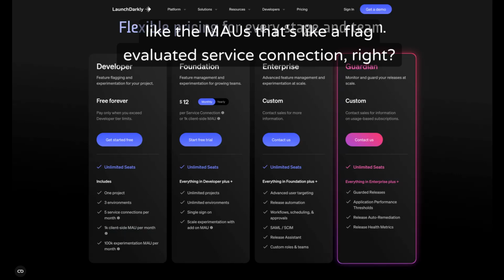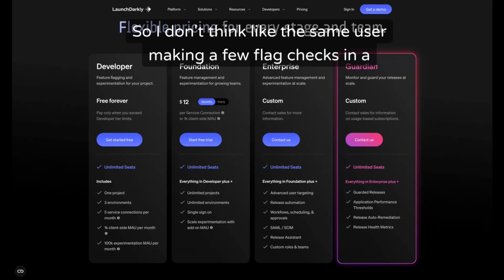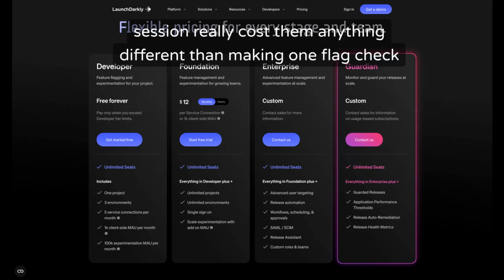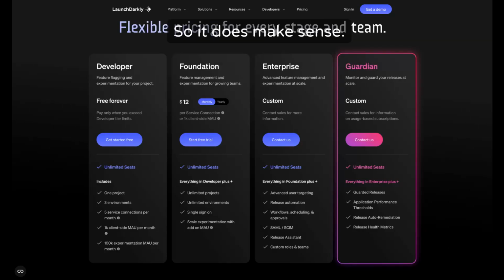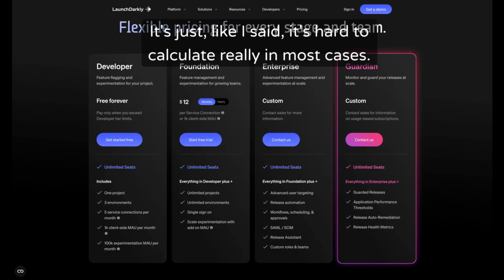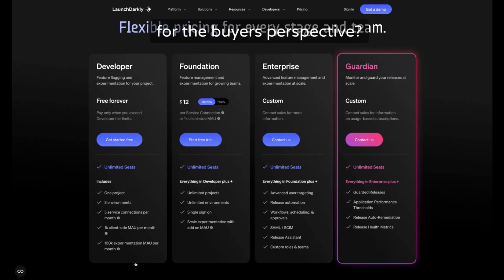That's like a flag evaluated service connection, right? So I don't think the same user making a few flag checks in a session really costs them anything different than making one flag check in a session. So it does make sense. It's just, like I said, it's hard to calculate in most cases from the buyer's perspective.